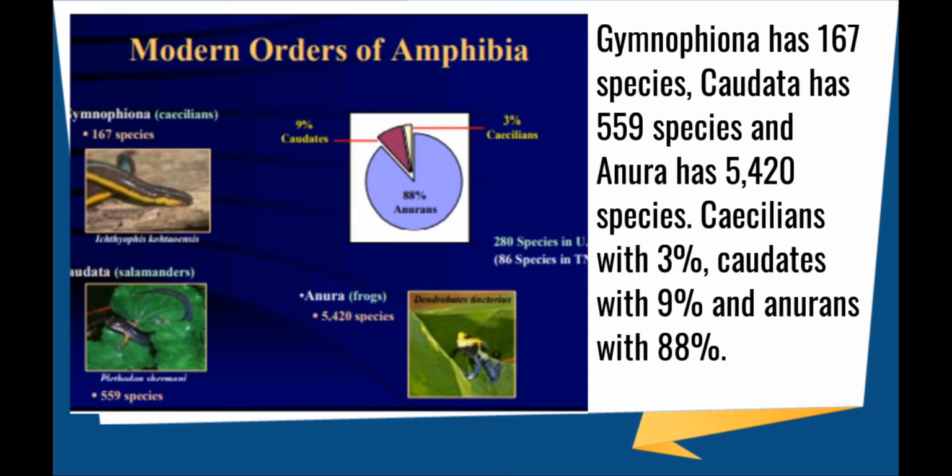So, the modern orders of Amphibia. As you can see in the diagram, Gymnophiona has 167 species, with a total of 3% caecilians. Caudata has 559 species, with a total of 9% caudates, while Anura has 5,420 species, with a total of 88% anurans. So among the three orders, the anurans have the highest number of species.